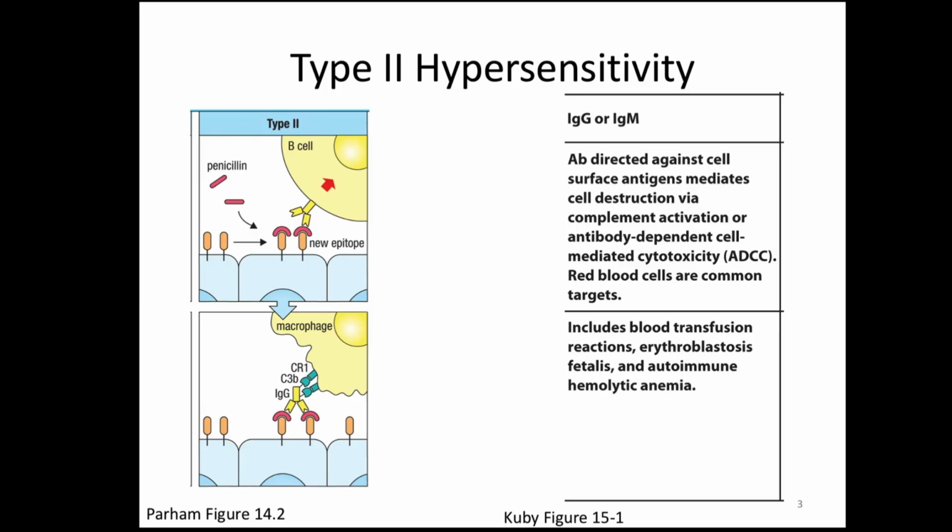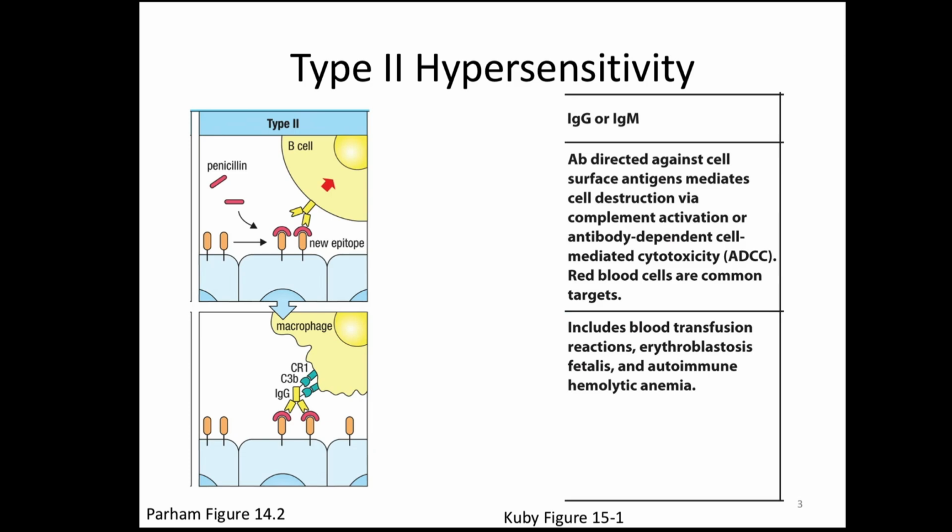The key thing about the antigen in a type 2 hypersensitivity response is that the antigen is a cell surface antigen. You can see this here. Our antibody is binding to this antigen that's on the surface of some kind of cell. When we get to type 3, the antigen is going to be free and not on the surface of a cell. So it's really key here that we have an IgG or IgM, and we see that on the surface of the cell.